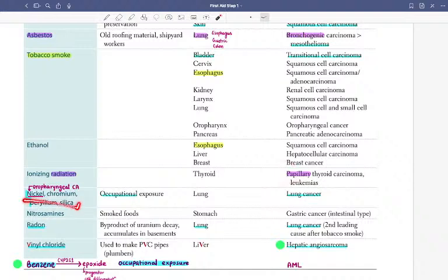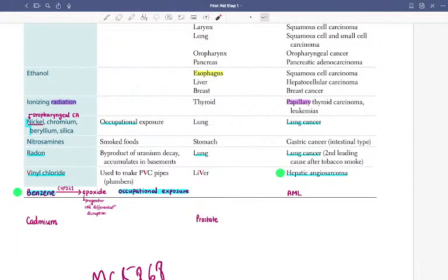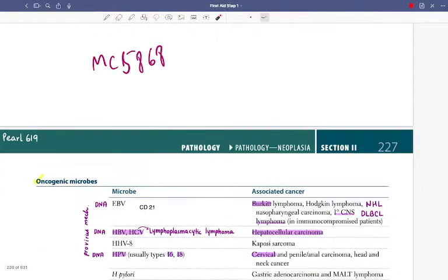Nickel, chromium, beryllium, silica. Nickel causes oropharyngeal carcinoma. Nickel, chromium, beryllium, silica: lung cancer, occupational exposure. Radon: lung cancer. Nitrosamines present in smoke and food: stomach cancer, gastric cancer, intestinal type. Vinyl chloride, PVC pipes: liver, hepatic angiosarcoma. Angiosarcoma is also caused by arsenic. Benzene, occupational exposure: AML. Benzidine is bladder cancer. Cadmium: prostate cancer.